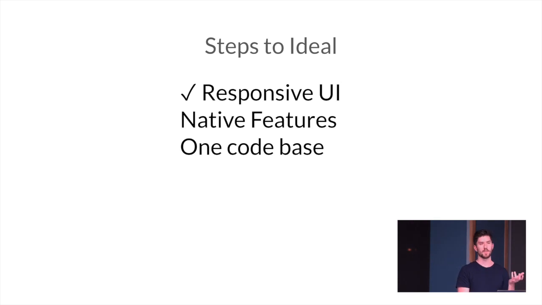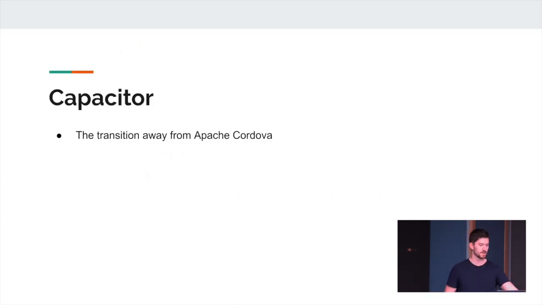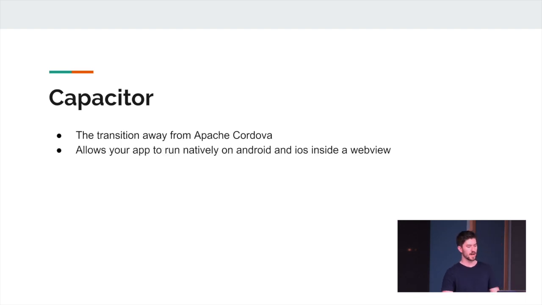Next thing we want is native features. So let me introduce to you Apache Cordova and Capacitor. But I'm really going to talk about Capacitor though, because Capacitor is the transition away from Apache Cordova. It allows your app to run natively on an Android and iOS device inside a web view. And it's optimized for the Ionic framework because it's built and maintained by Ionic.